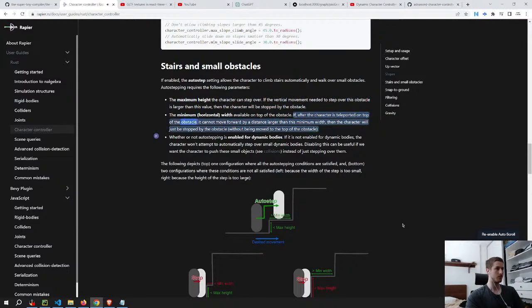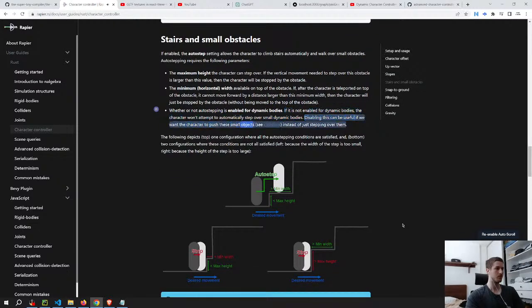If, after the character is teleported on top of the obstacle, it cannot move forward by a distance larger than this minimum width, then the character will just be stopped by the obstacle, without being moved to the top of the obstacle. Whether or not auto step is enabled for dynamic bodies: if it is not enabled for dynamic bodies, the character won't attempt to automatically step over small dynamic bodies. Disabling this can be useful if you want the character to push these small objects, see collisions, instead of just stepping over them.